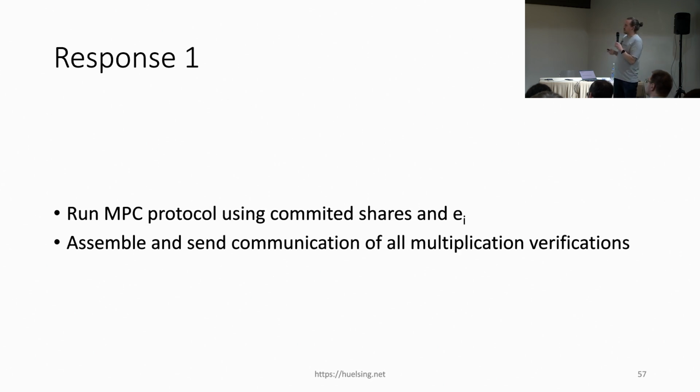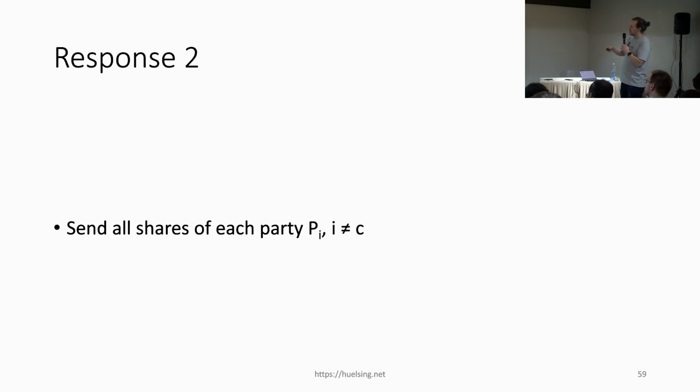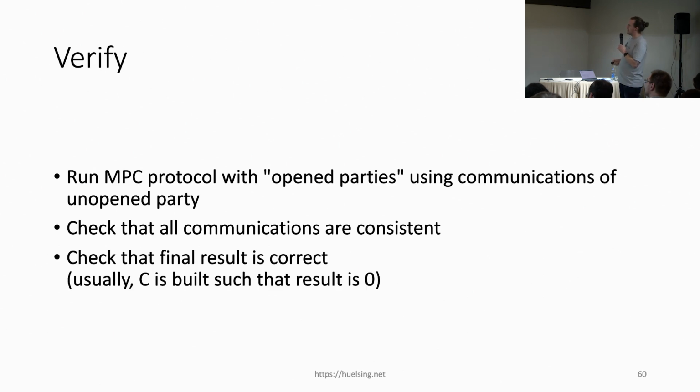And then I'm running the MPC protocol with these additional inputs. I assemble all the communication and send all the communication of the multiplication verifications back to the verifier, which then sends me the original challenge, which asks me to open all parties but one. And then I open all parties but one, and the verifier checks, as before, that all the open parties, when you run simulating them again, give you the communications which were given in the second message, and that the final result is correct. Right?